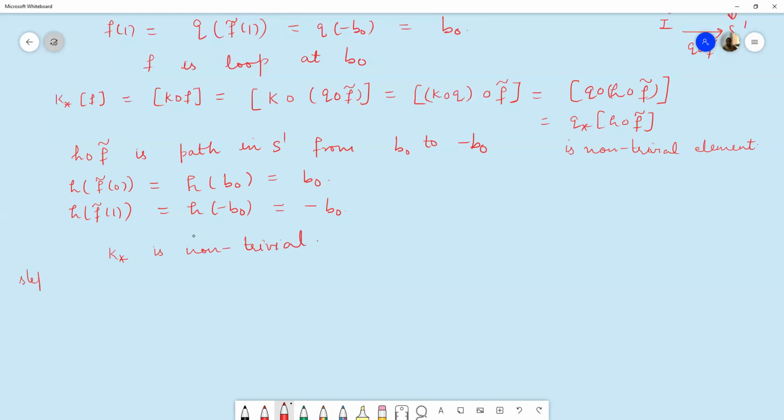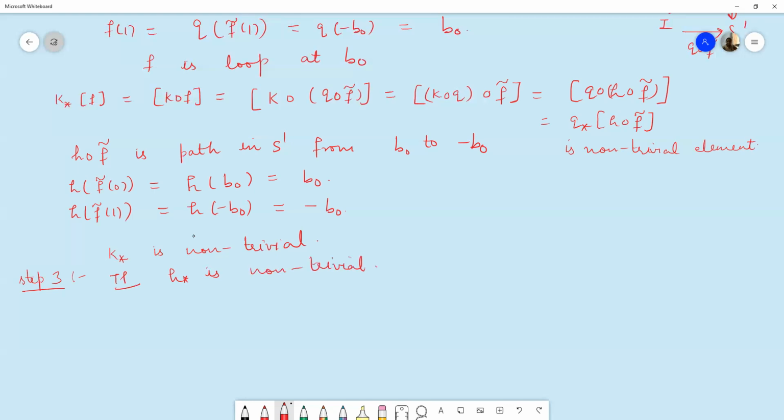Now in the final step, we will prove that H star is non-trivial, because we have to prove in this theorem that H is not null homotopic. If H star is non-trivial, then H cannot be null homotopic, because we have already proved that if H is null homotopic, then the homomorphism induced by H, that means H star, is a trivial homomorphism. So we prove here that H star is non-trivial.